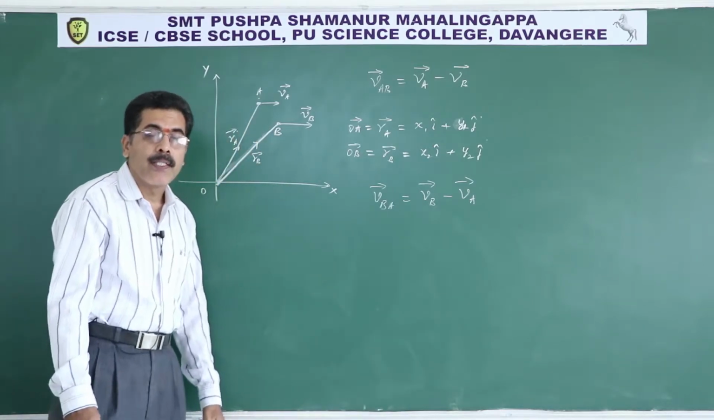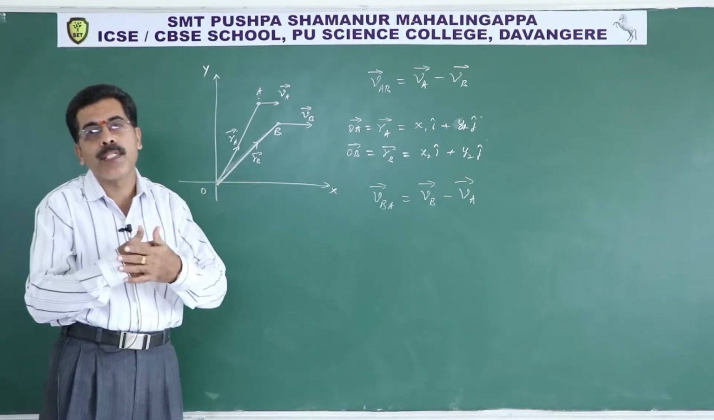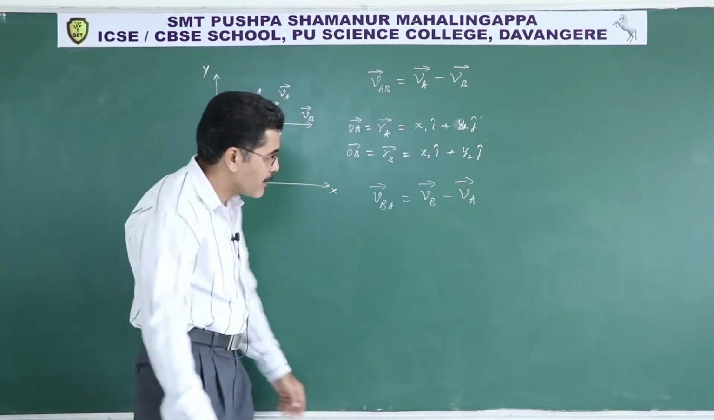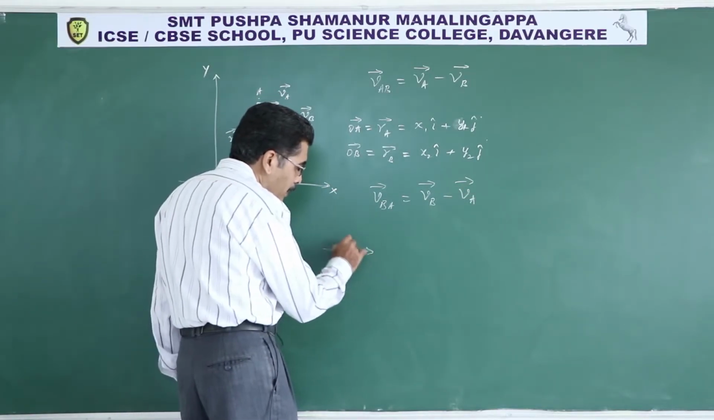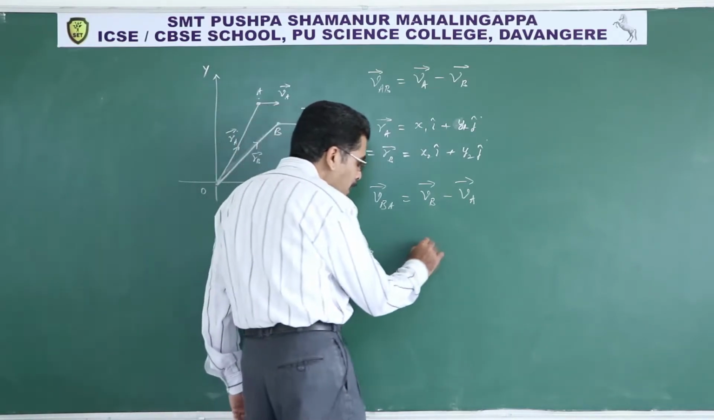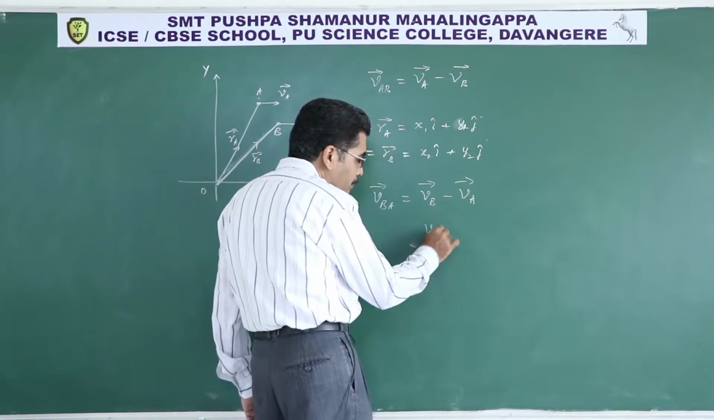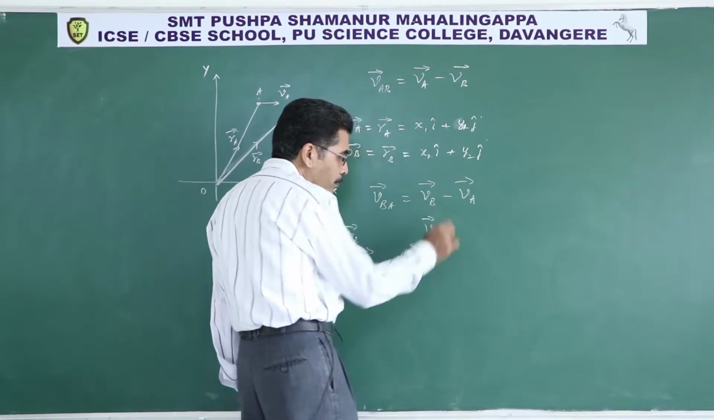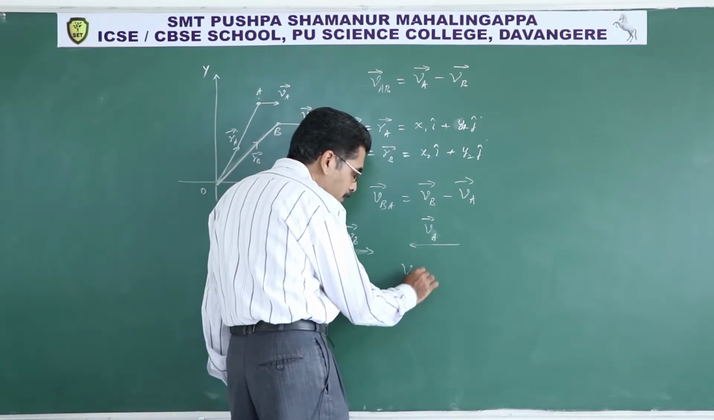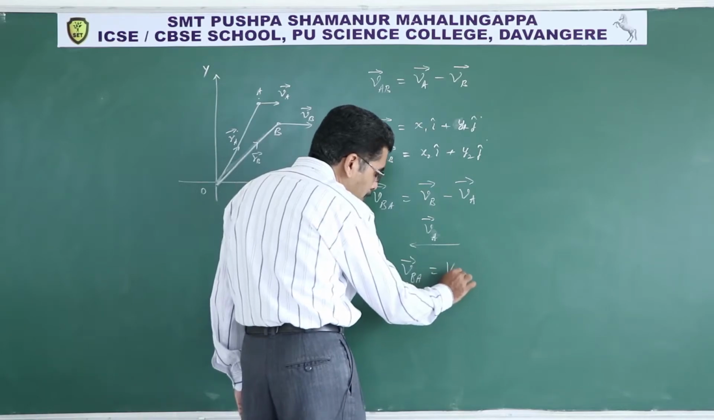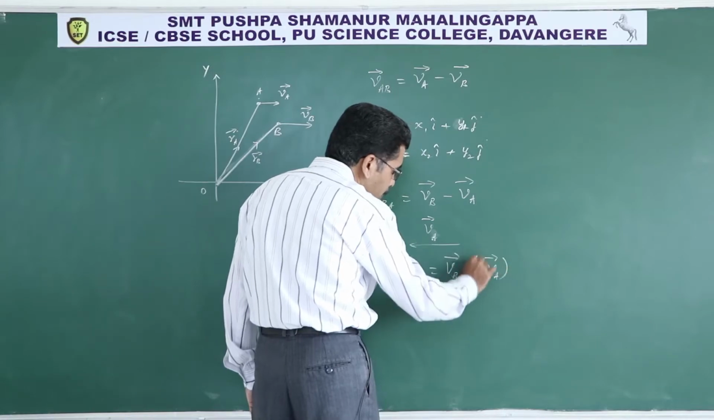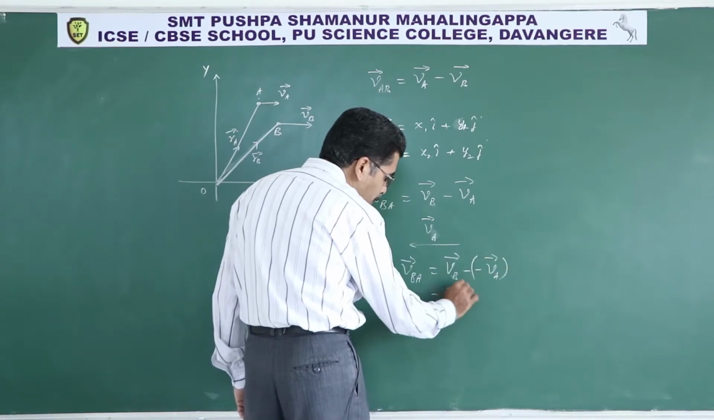Have you got it? Suppose the two particles are moving in opposite directions. In such a case, VB minus of minus VA, right? Particle B is moving along the positive x direction, and particle A is moving in the negative x direction. In such a case, VBA is given by VB minus of minus VA, which gives you VB plus VA.